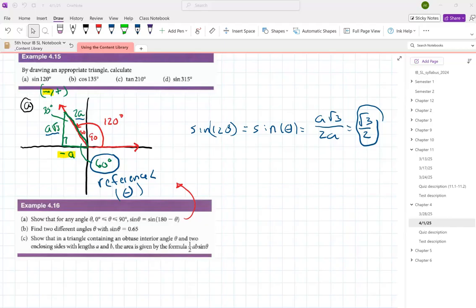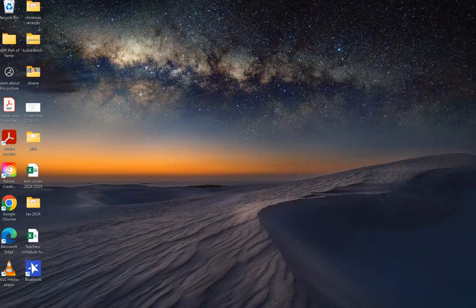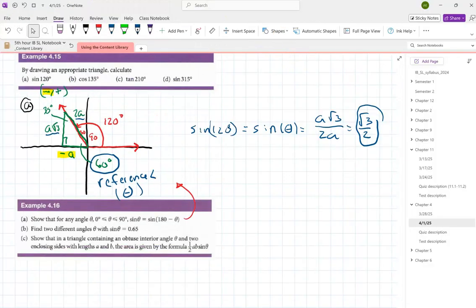Let's see what our textbook did when they decided they were going to show that. All right, let's see what they did.